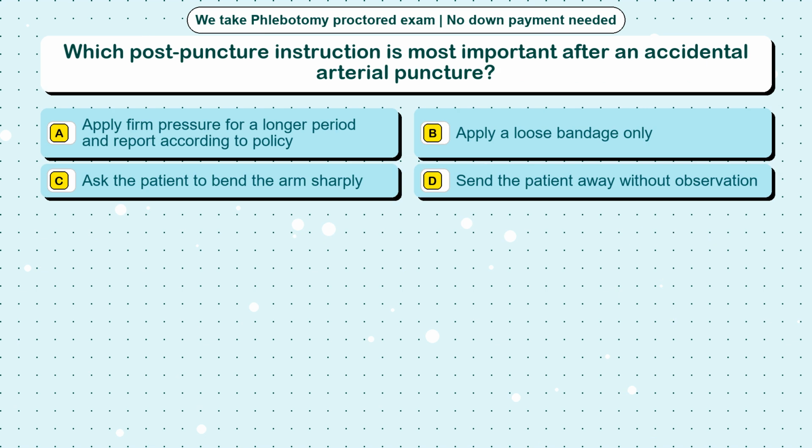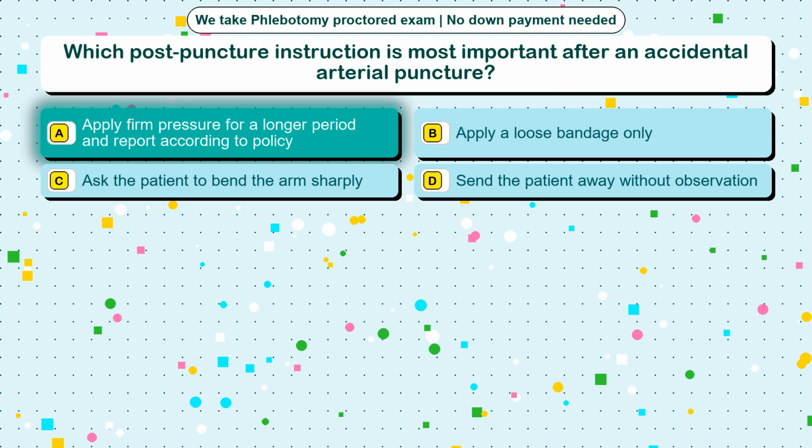Question 78. Which post-puncture instruction is most important after an accidental arterial puncture? Option A, apply firm pressure for a longer period and report according to policy. Option B, apply a loose bandage only. Option C, ask the patient to bend the arm sharply. Option D, send the patient away without observation.